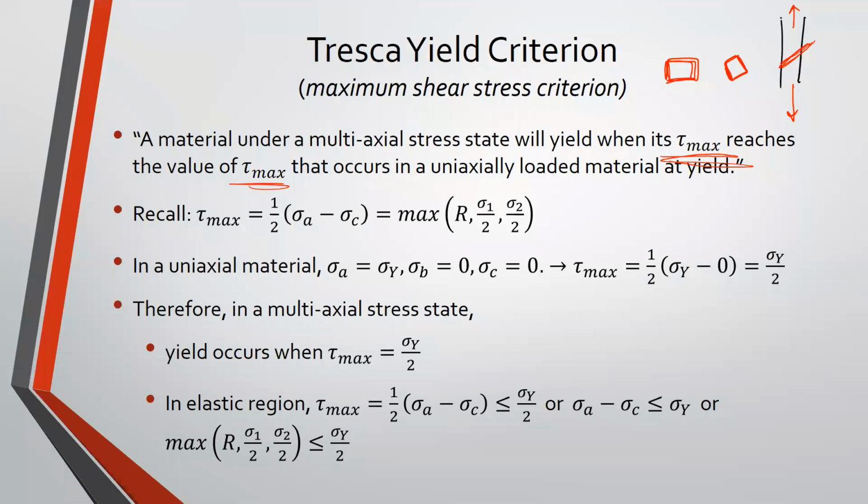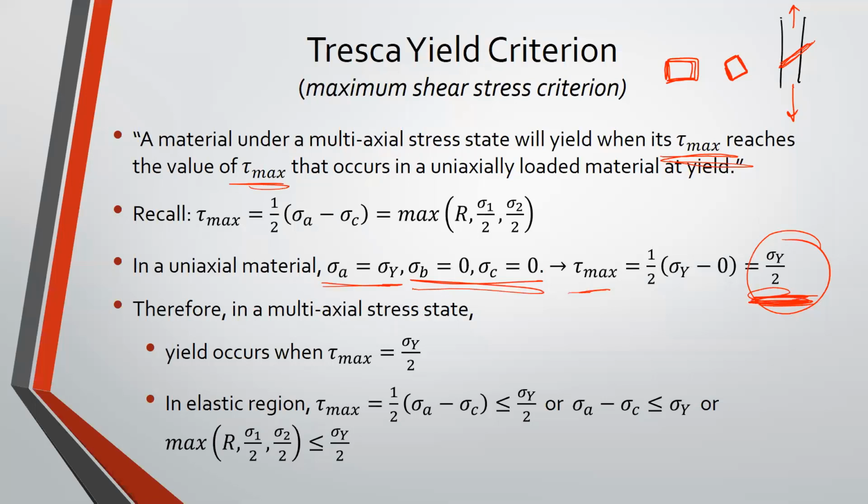And so we have some value in a uniaxial test. In a uniaxial test, one of our stresses is equal to the yield stress at the time that it starts yielding. The other two normal stresses are equal to 0. Therefore, our absolute maximum shear stress is sigma y over 2, right? If you take 1/2 sigma A minus sigma C, it ends up being 1/2 sigma y. So this is the magnitude of your absolute maximum shear stress at yield of a uniaxially loaded material. And we're saying that what causes failure is reaching that shear stress.